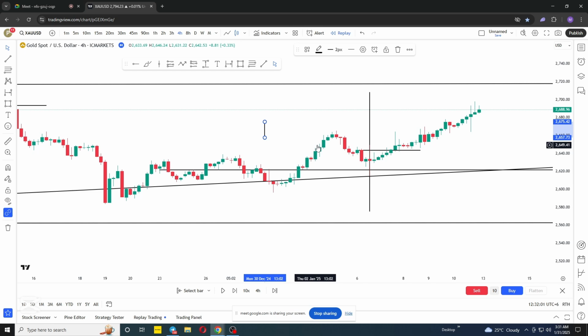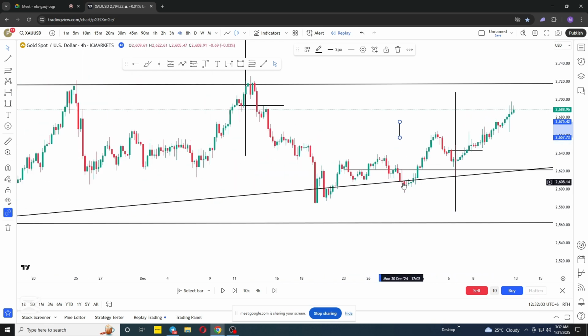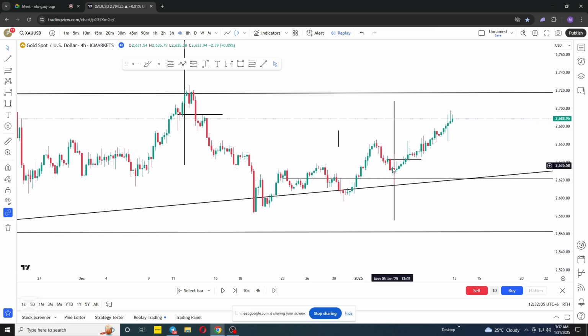So what happened here? You have this as a breakout. This is where it started continuing as a bullish market. Your monthly and weekly are now aligned in the same direction. You understand it? Let us go to daily now.